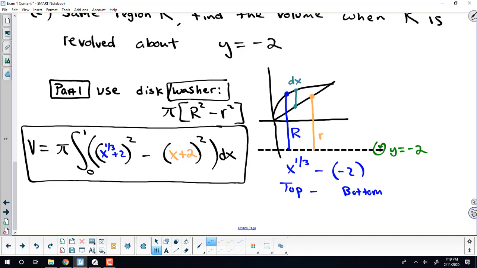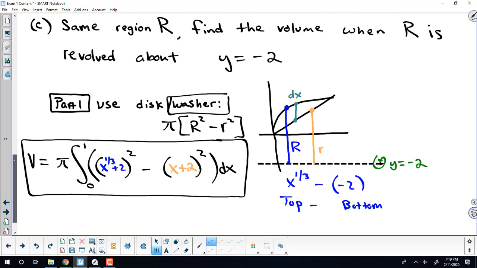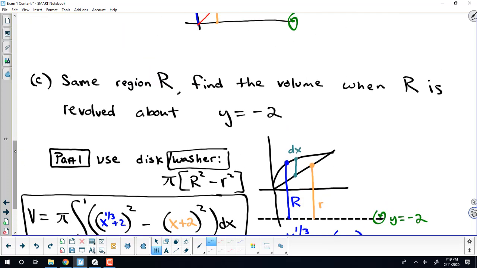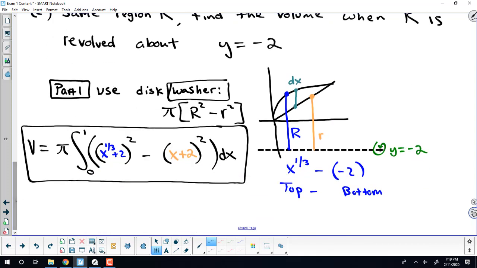Hey, for any reason, do we have the same question with this one, but it doesn't call for any methods? Yeah, if it doesn't specify a method, you can use whichever one you want. Okay, I thought we have to do both. Yeah, we'll do both. But if it said the same region, find the volume when R is revolved around the line y equals -2, and that's all it said, you can choose which one you want to use, disk or shell. But if it specifies, then of course do what's specified.